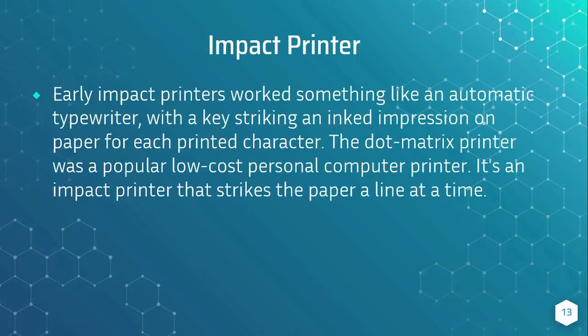Let's talk about impact printers. Early impact printers work something like an automatic typewriter, with a key striking an ink impression on paper for each printed character. The dot matrix printer was a popular low-cost personal computer printer. It's an impact printer that strikes the paper a line at a time.